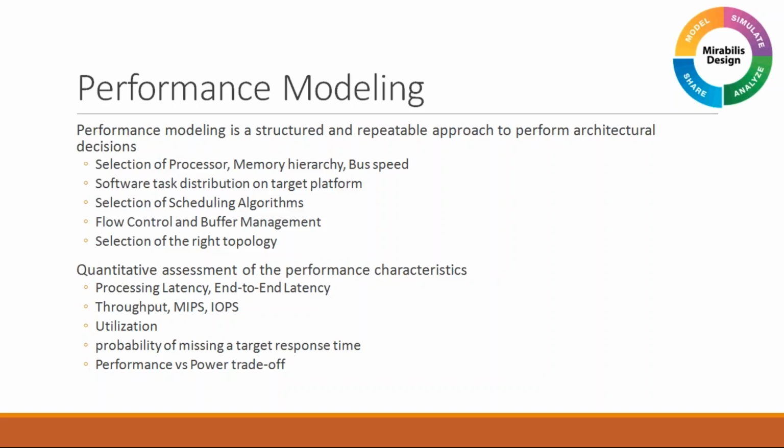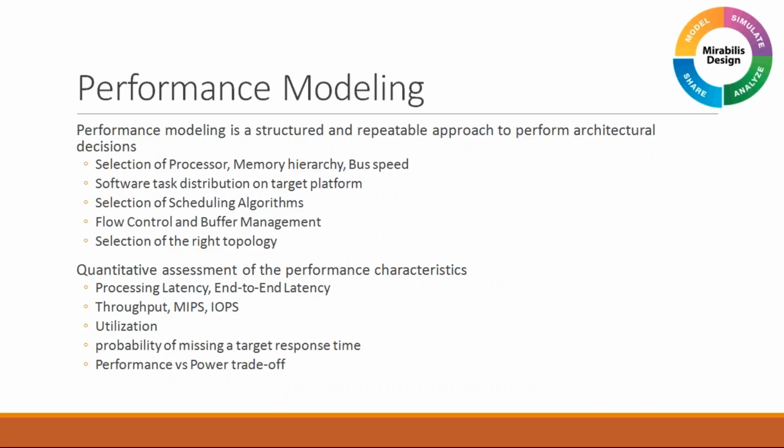And the main idea of conducting performance modeling is to make sure that you are doing a quantitative assessment based on the characteristics that you get, or the kind of performance characteristics that you look at. For example, it could be the processing latency, or the end-to-end latency, or the dependencies between multiple tasks and the impact of that dependency on the latency of your task processing itself. Or it could be the throughput of a particular bus, or MIPS for your processor, or IOPS for your memory system, things like that.